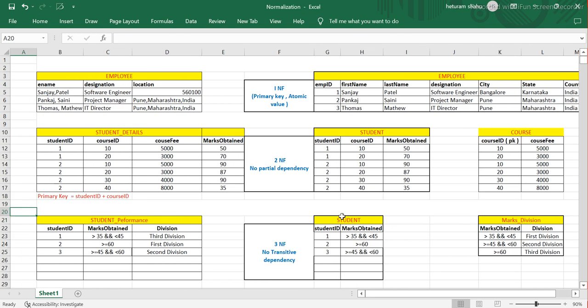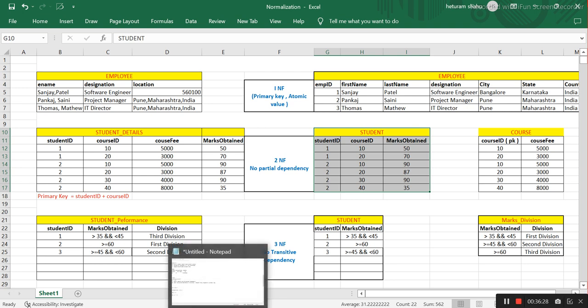So in that case, this particular table is in second normal form now, right? Because the non-key attribute is fully dependent on the primary key, not a subset of the primary key. All right, so I hope you are able to understand this, right?